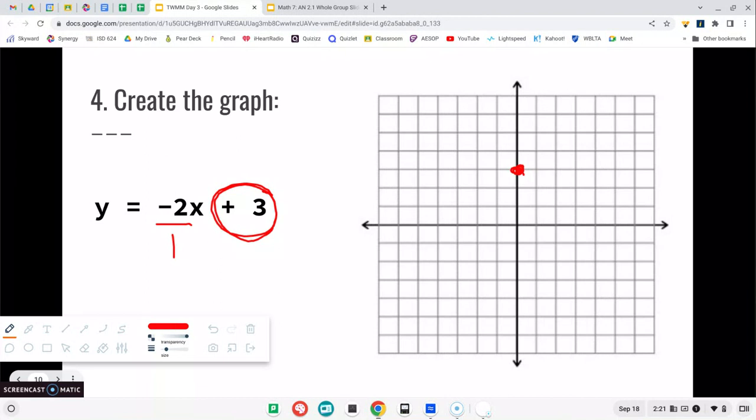Okay, rise of -2, so that means I'm going down 2 to the right 1, down 2 to the right 1, and I continue that pattern. And then I'm going to draw a nice, hopefully straight line through those points, and that's my graph, y equals negative 2x plus 3.